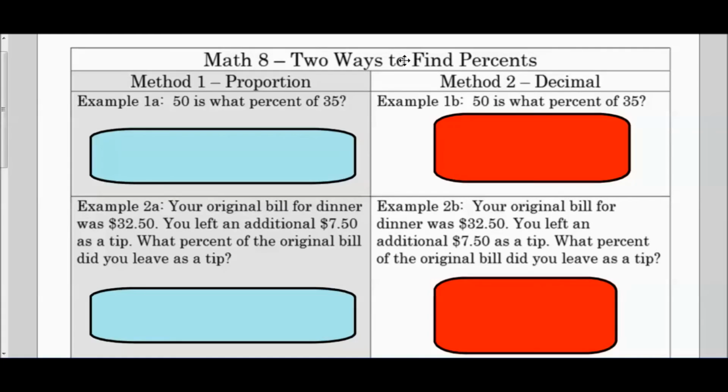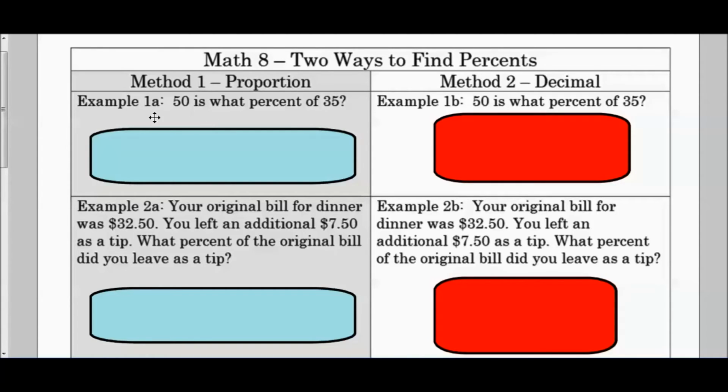All right, on the back, we're still going to be comparing the two different methods, setting up a proportion and using decimals, when we're dealing with percents. This time we need to find the percent. So we're going to be working backwards. They're going to give us two values, and we need to find the percent using those.